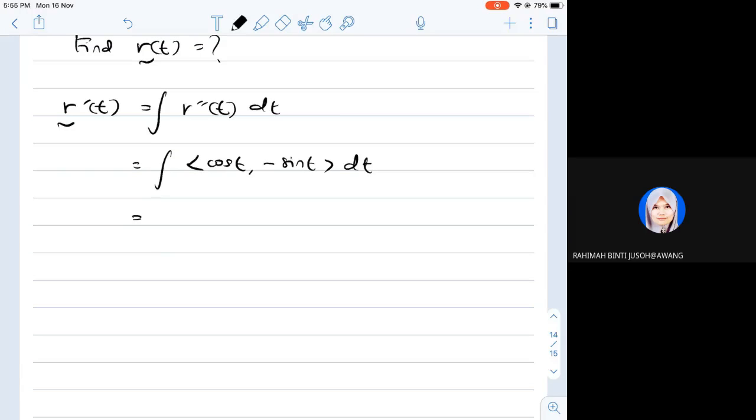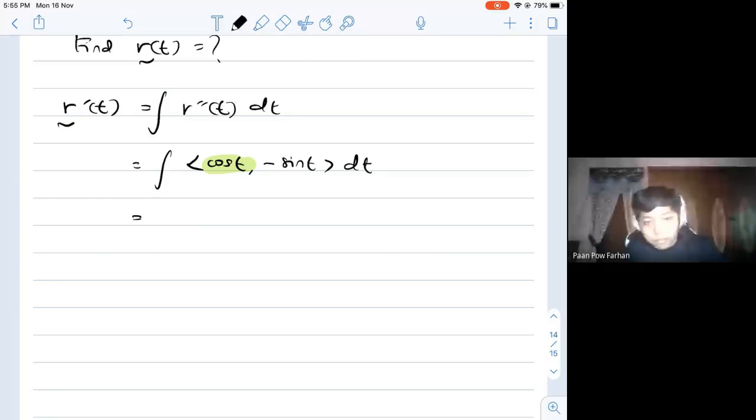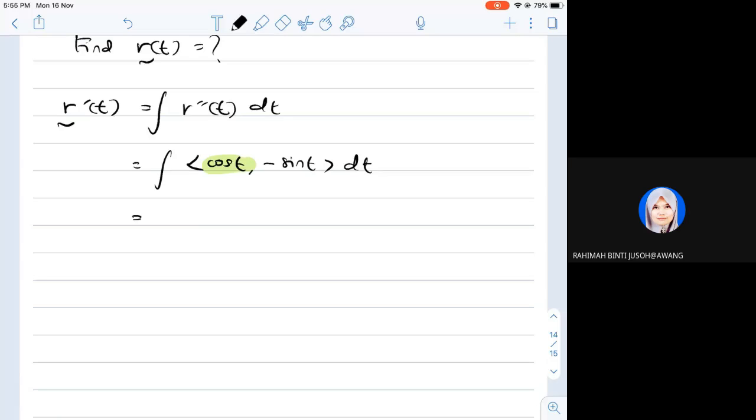So we have the integration of cos. What do we get? Integrating cos, positive or negative sign? Positive sin t. Now guys, since there are no limits here, we need to add C. So we will have positive sin t plus C1.